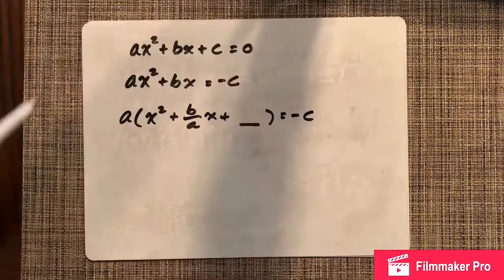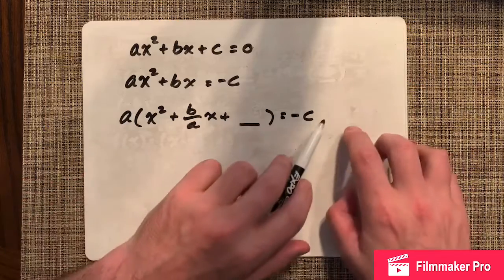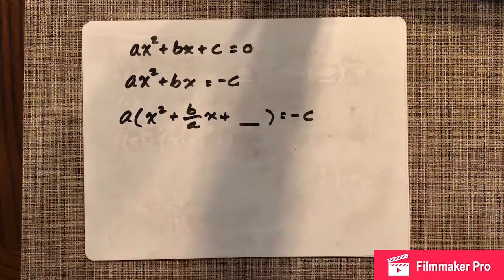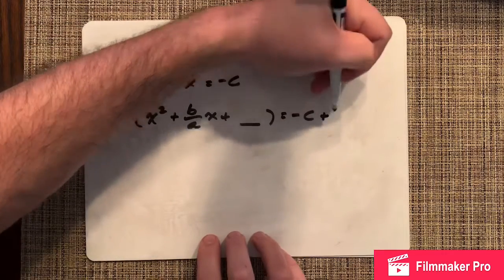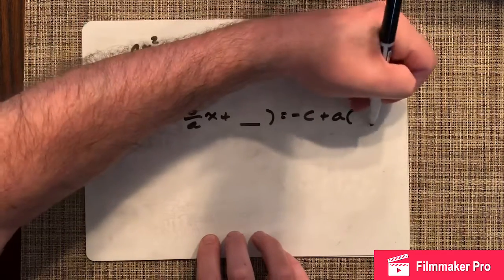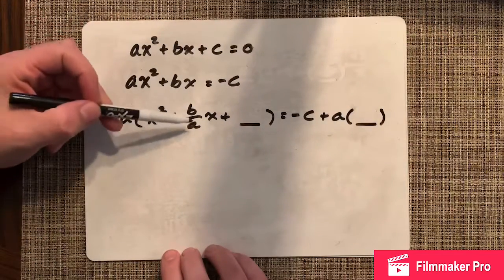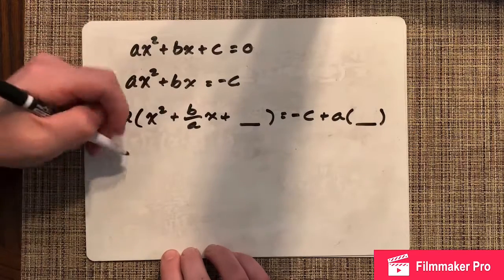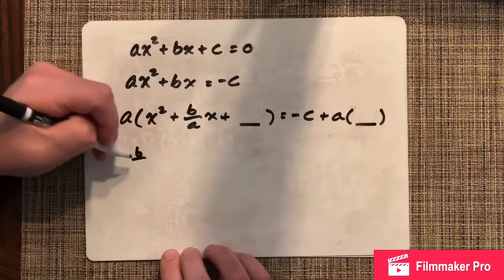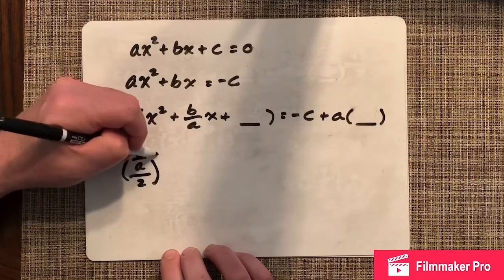And this time, I'm introducing an a times blank over here, so I need to put the same exact a times blank over here because it is an equation, it's not a function. And so I'm just going to add it to both sides, a times blank. Okay. Now, I'm going to go ahead and do like usual. I'm going to take b over a, divide it by 2 and square it.